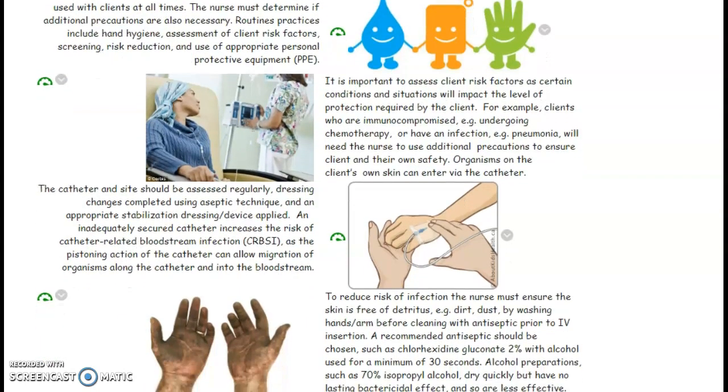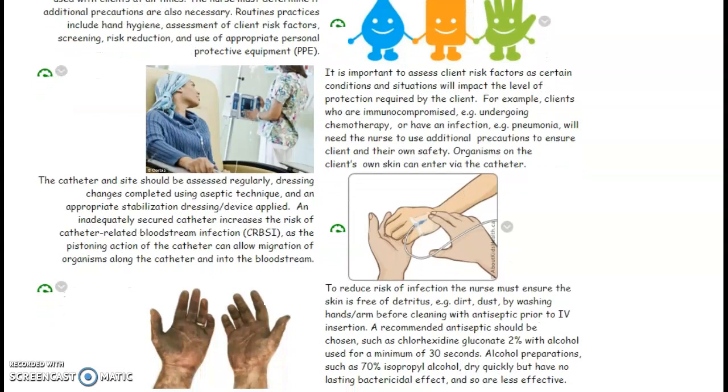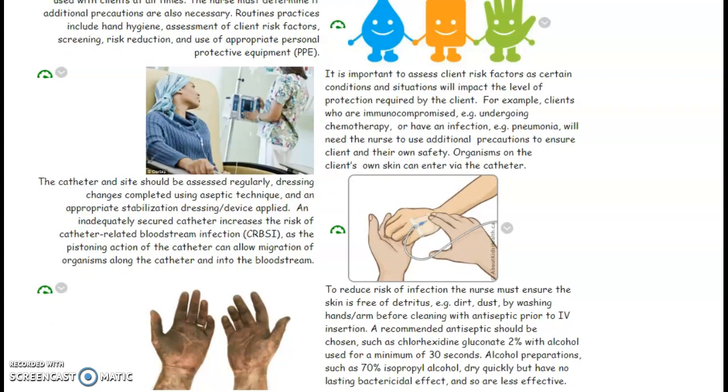The nurse will need to assess the catheter site and the IV regularly. There are a number of things to assess for. These include the site itself for signs that there is a problem, such as heat, swelling, redness, pain, fluid infiltration, extravasation, phlebitis. We also need to check and ensure that the client is receiving the appropriate amount of fluid, not too much and not too little.